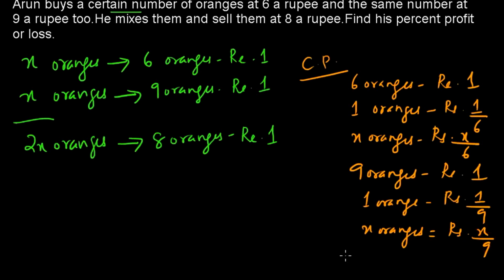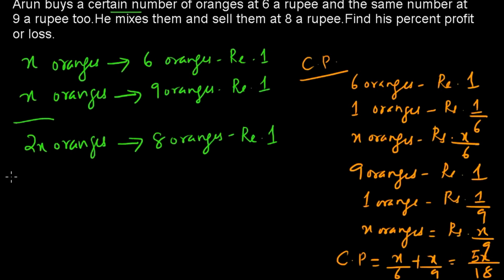So what is the total cost price? The total cost price is given as X by 6 plus X by 9. So let's take 18 as the LCM. So we will be getting 3X plus 2X by 18. So it will be equal to 5X by 18.